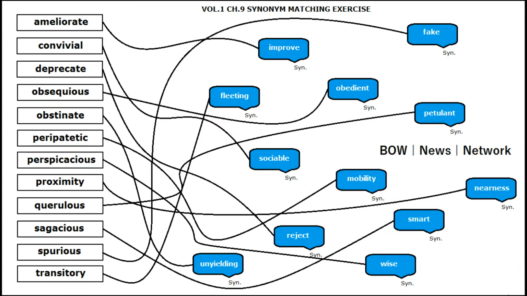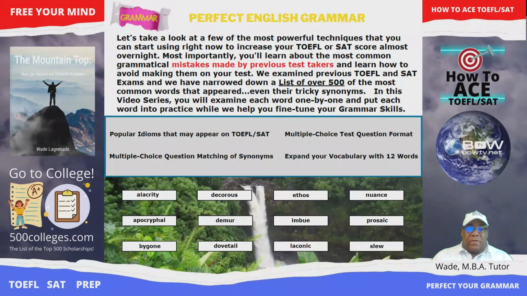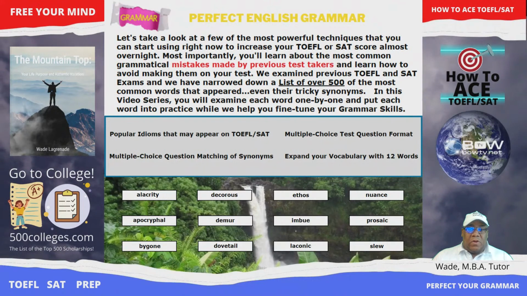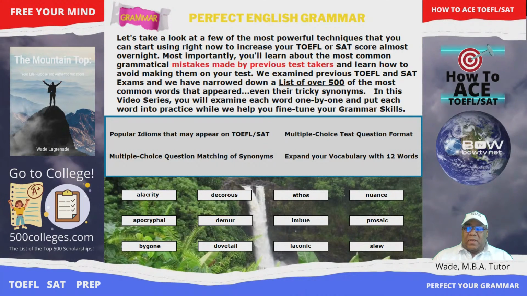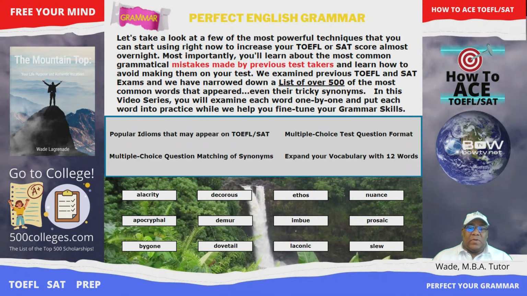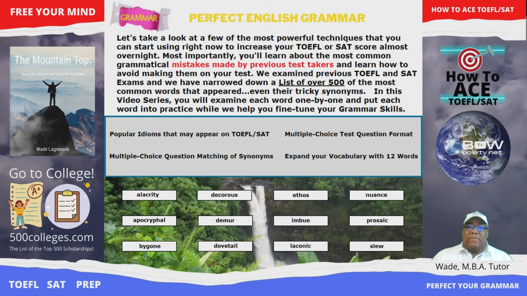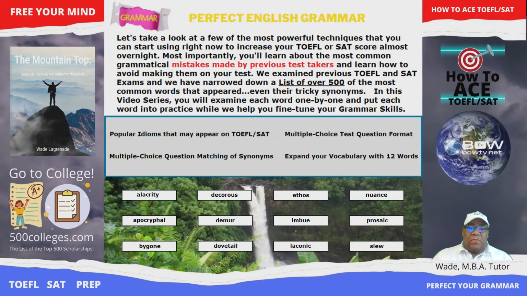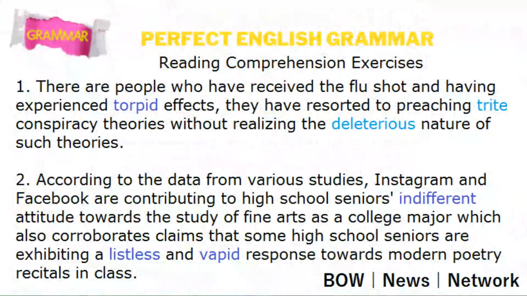As we prepare for going further into the lessons, we should take a look at some of the new words that we're going to be looking at today. So we're looking at alacrity. We're also looking at decorous. We're looking at dovetail. We're looking at ethos. We're looking at nuisance, just to name a few. So before we actually do that, let's just take a look at one of the reading comprehension exercises.